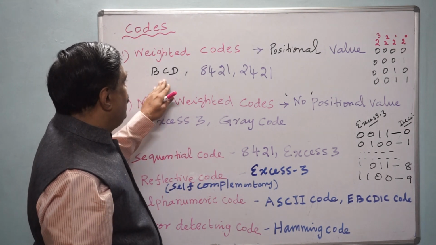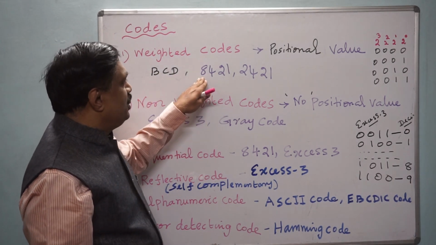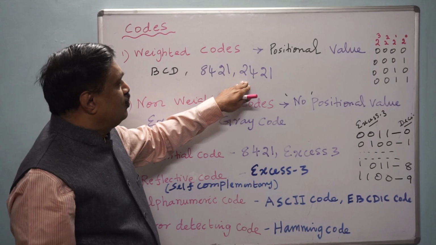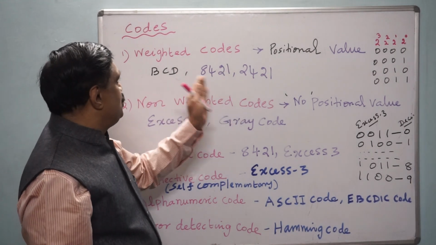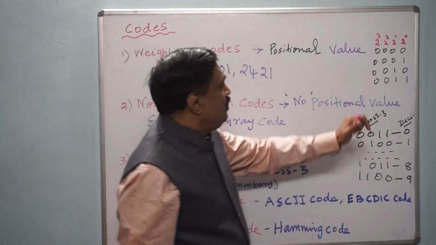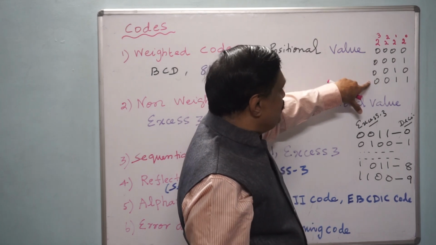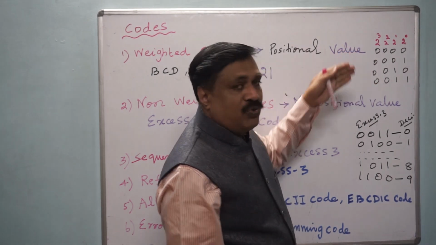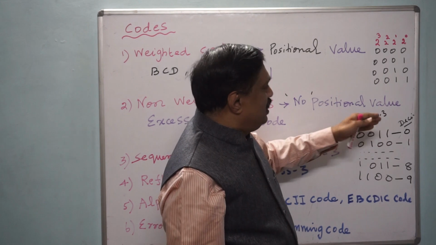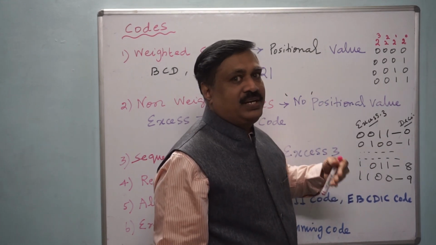BCD, which can also be called 8421, and 2421. These are all examples of weighted code. And see here, this is the BCD number. We have to write it in 4 digits. Let us see in the next class what BCD is in detail.